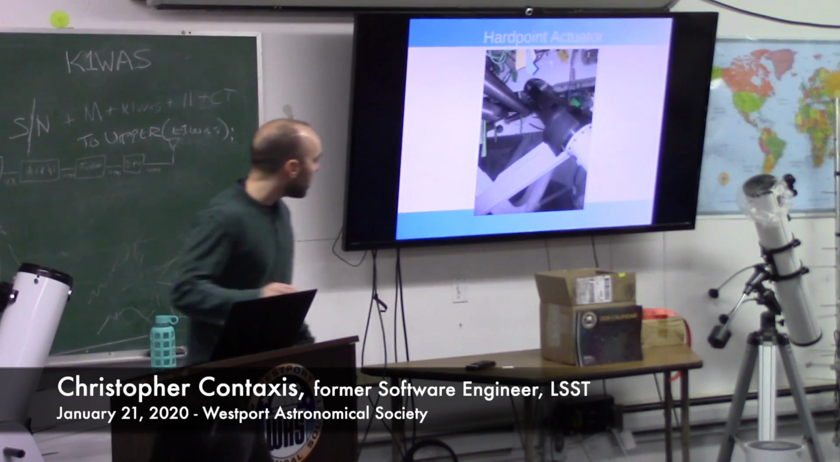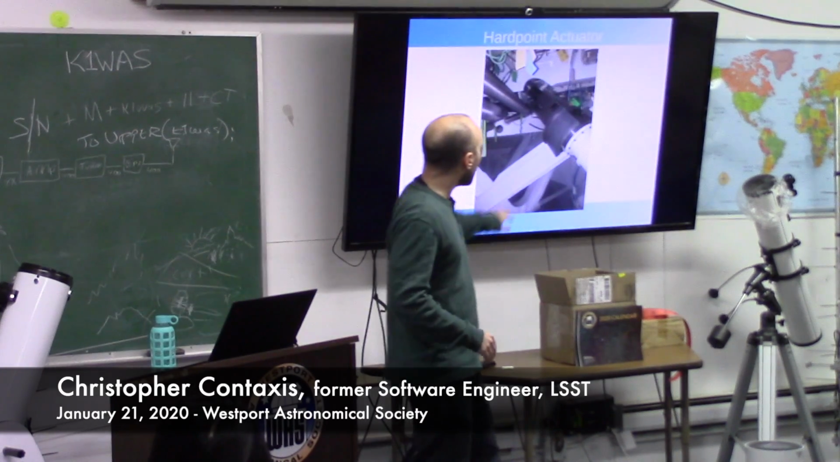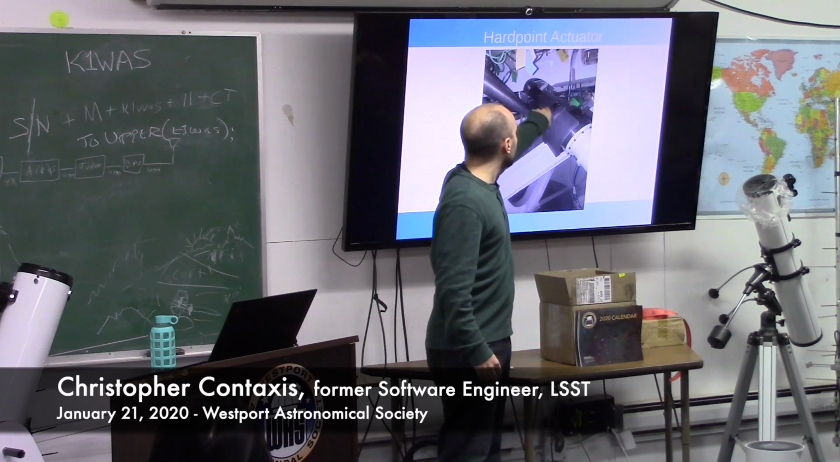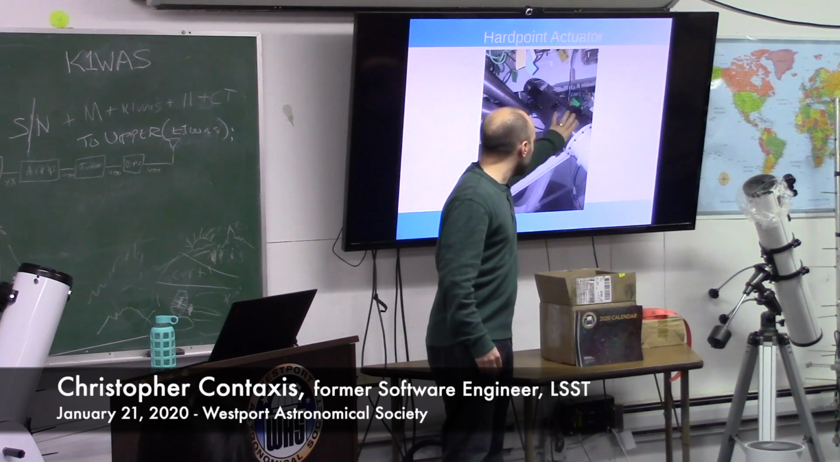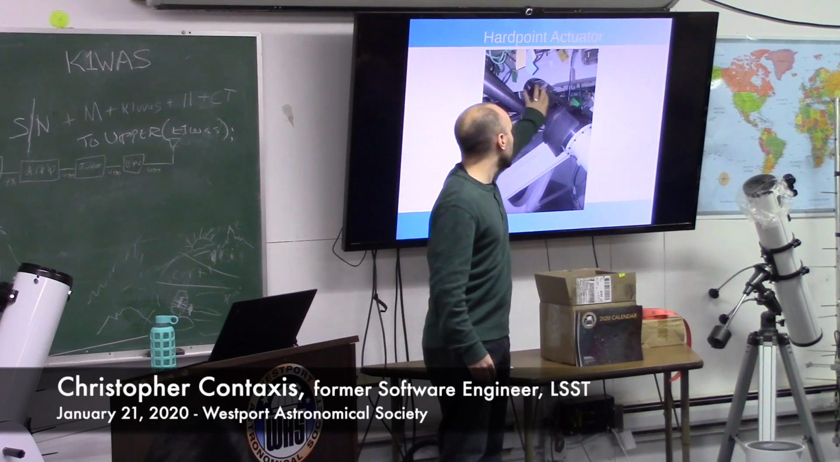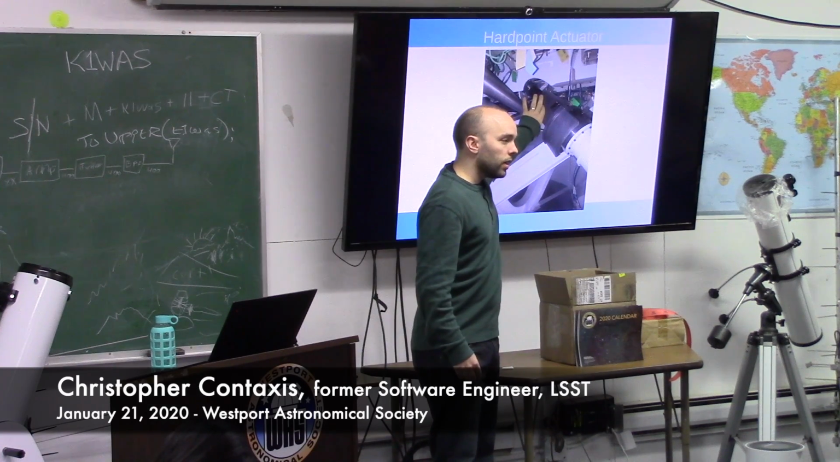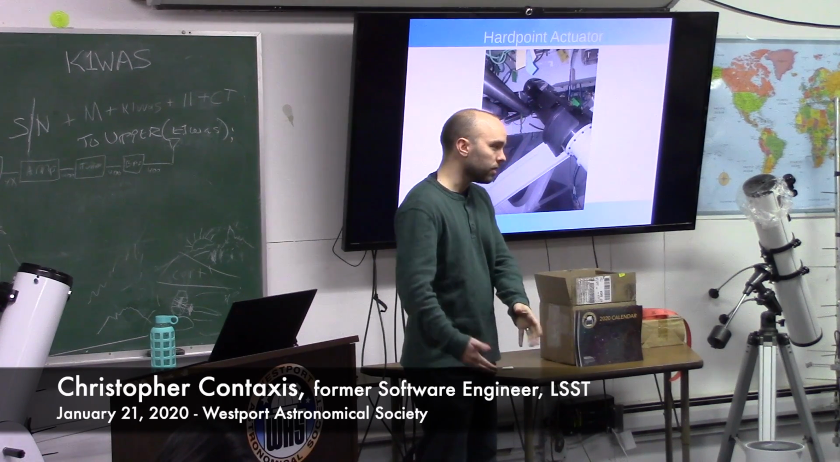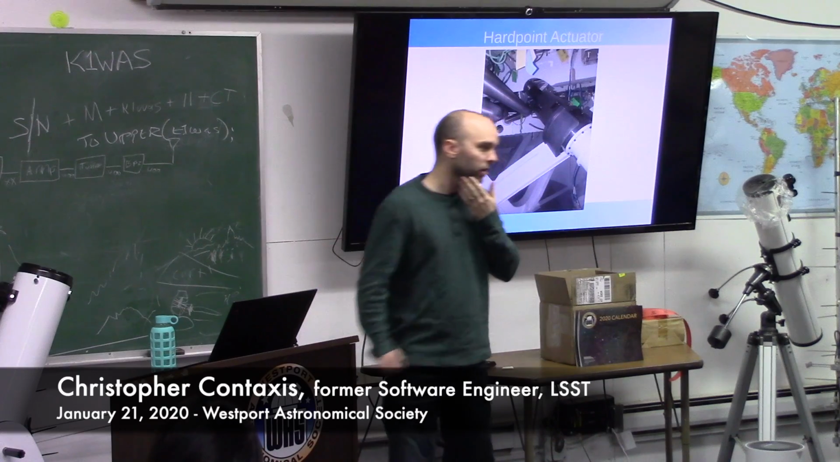So over here we have a hardpoint actuator. This is one of the actuators responsible for positioning the mirror. It's got this massive amount of lead counterweight to keep everything balanced, and it's assembled in place. So you don't take the actuator and bring it in, you take the actuator in pieces and then assemble it in place in the mirror cell.